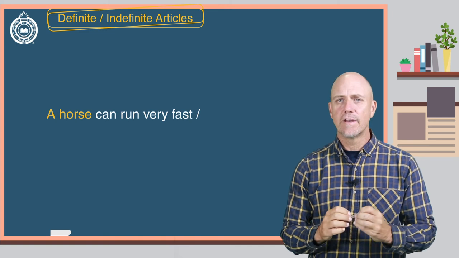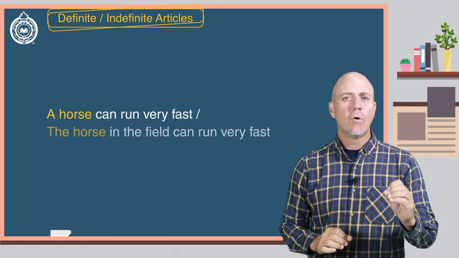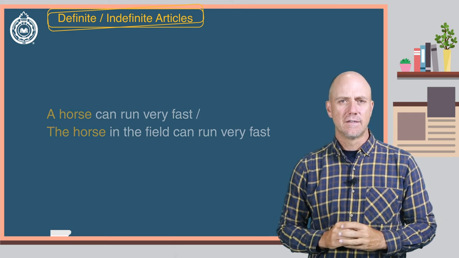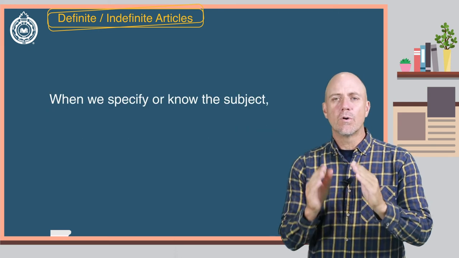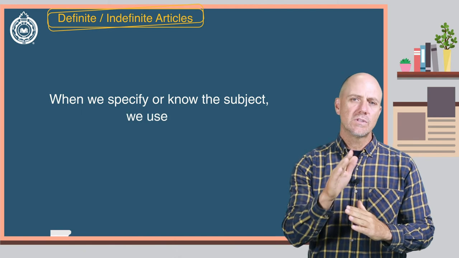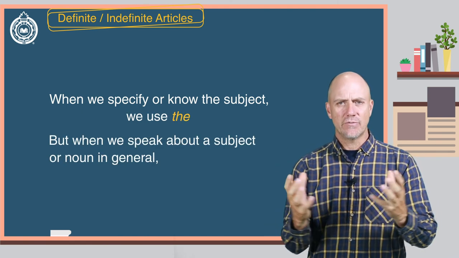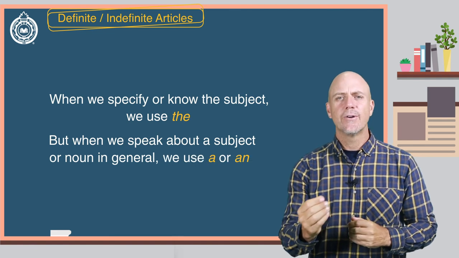A horse can run very fast. The horse in the field can run very fast. When we specify or know the subject, we use the. But when we speak about a subject or noun in general, we use a or an.